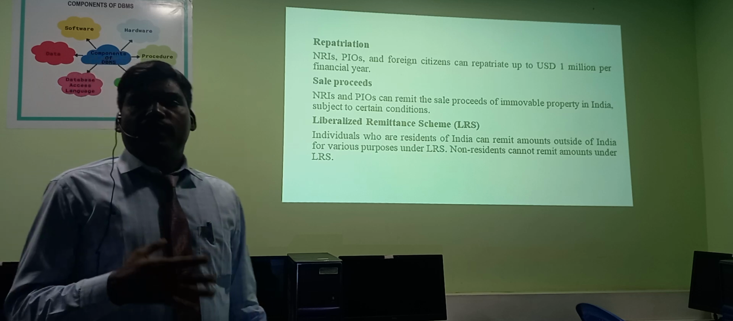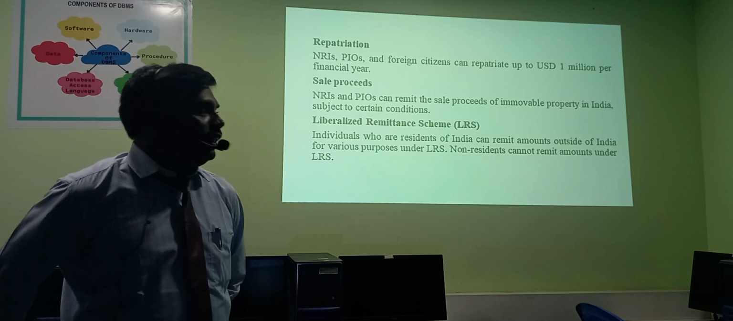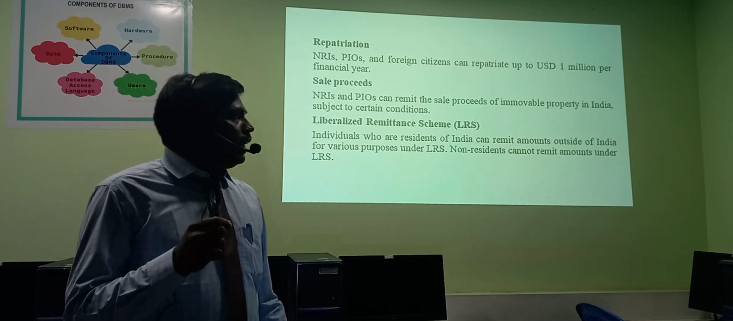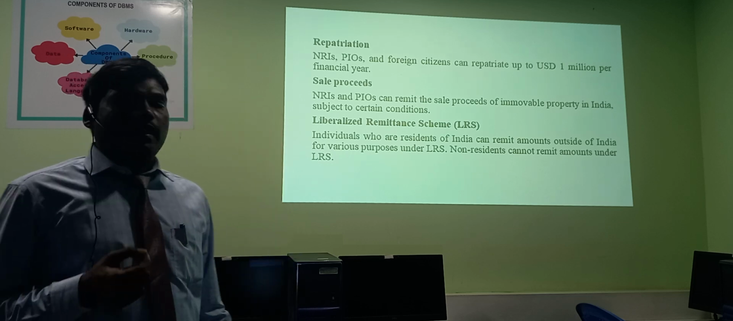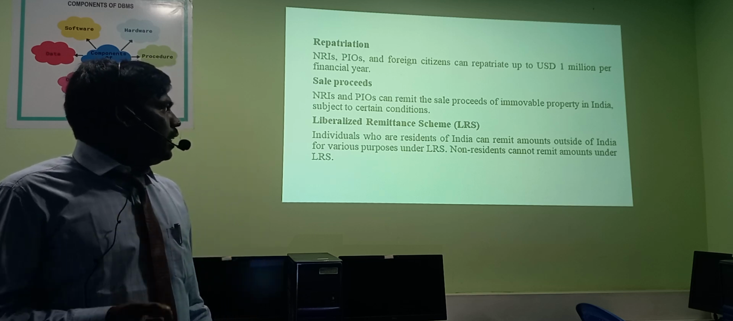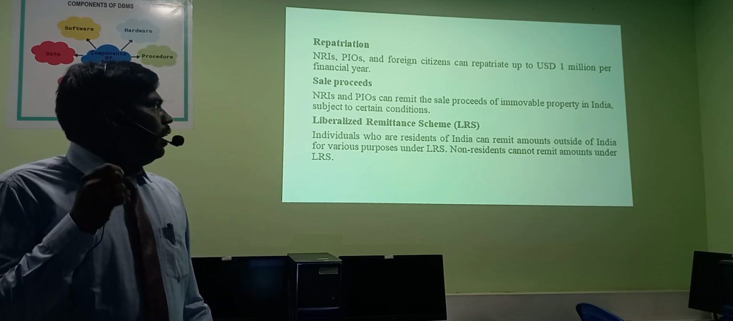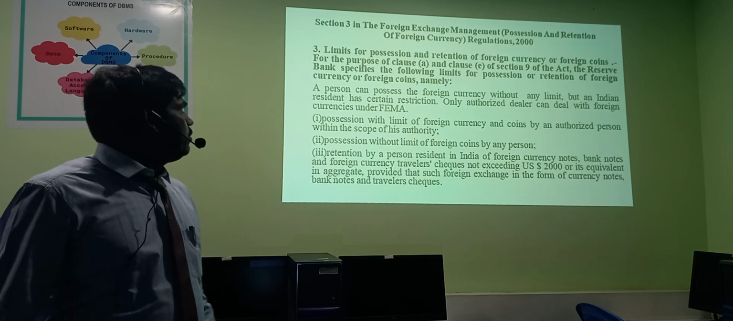Liberalized remittance scheme. Under the liberalized remittance scheme, individuals who are residents in India can remit amounts outside India for various purposes, and these cannot be remitted by non-residents under the particular act.